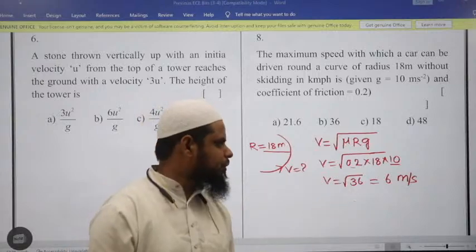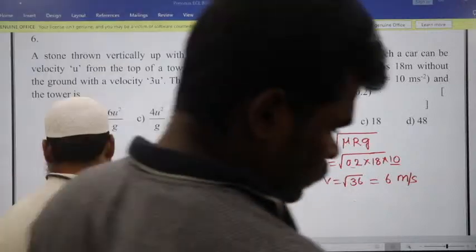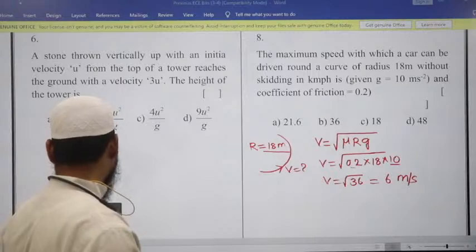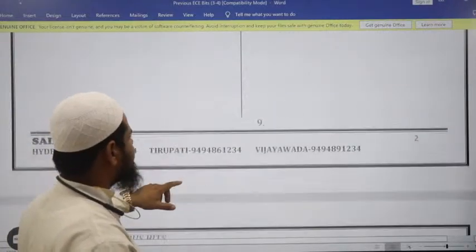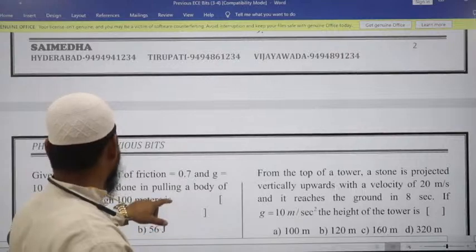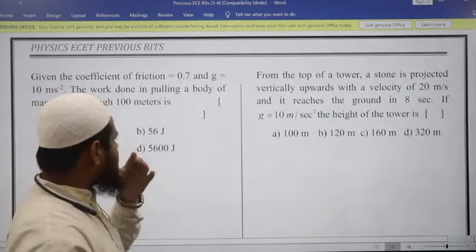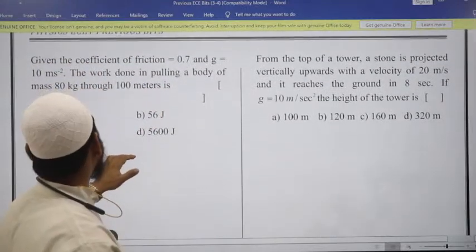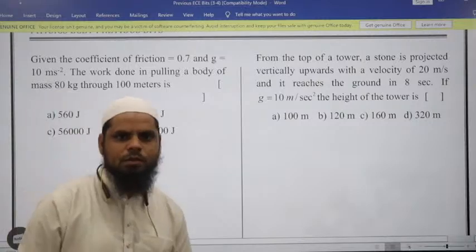So hope you understood this one. Let's move on to the next one. Problem number 9.